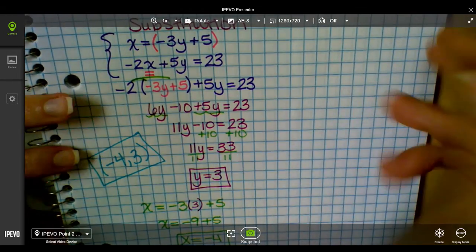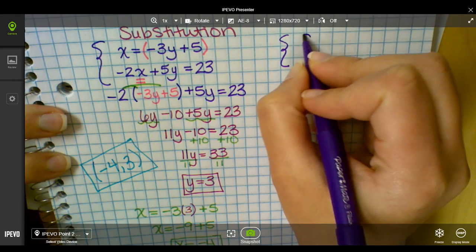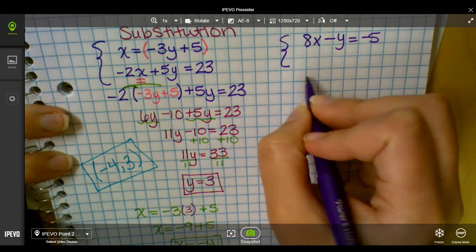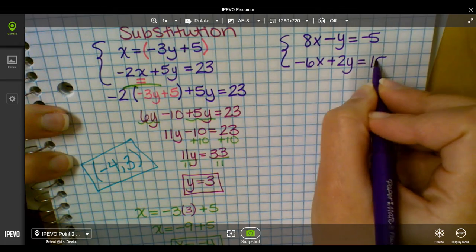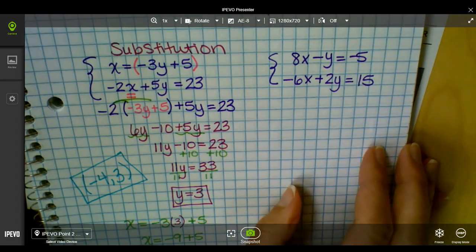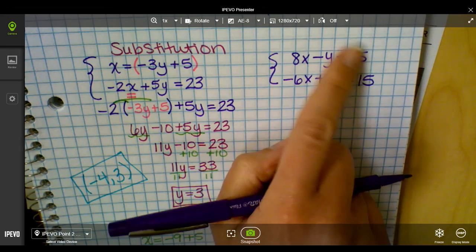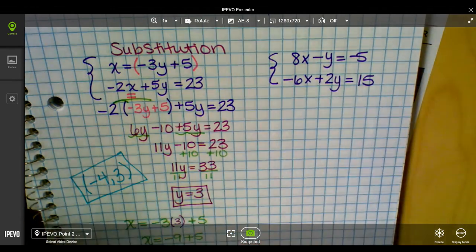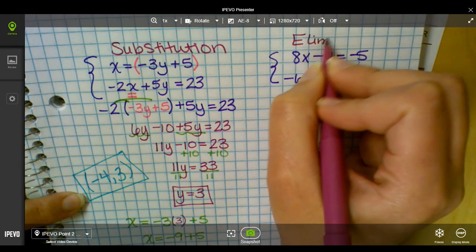Okay, the last problem that we are going to do is 8x minus y equals negative 5, and negative 6x plus 2y equals 15. So whenever you have something like this, where they're not in y equals mx plus b form, there's nothing solved for, and there's really no variable that's by itself. Like this one you can kind of make by itself, but then you still have that negative to take care of. This one would be a good candidate for elimination.